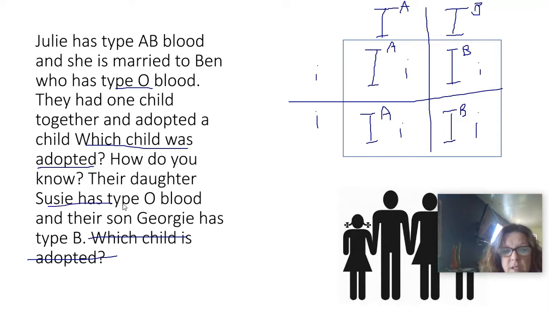So Susie has type O blood, just like Ben, but Ben, married to Julie, cannot have a child with type O blood. So Susie has to be adopted, and Georgie, having type B blood, well, 50% of their children are going to have type B blood. So Georgie is their biological child.